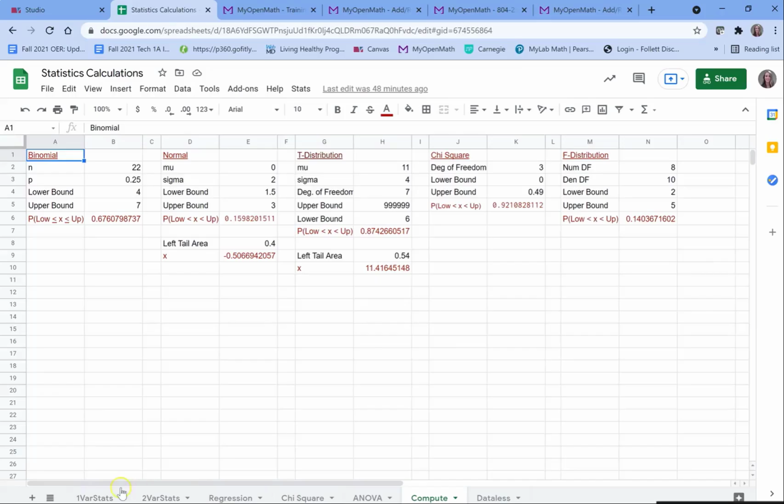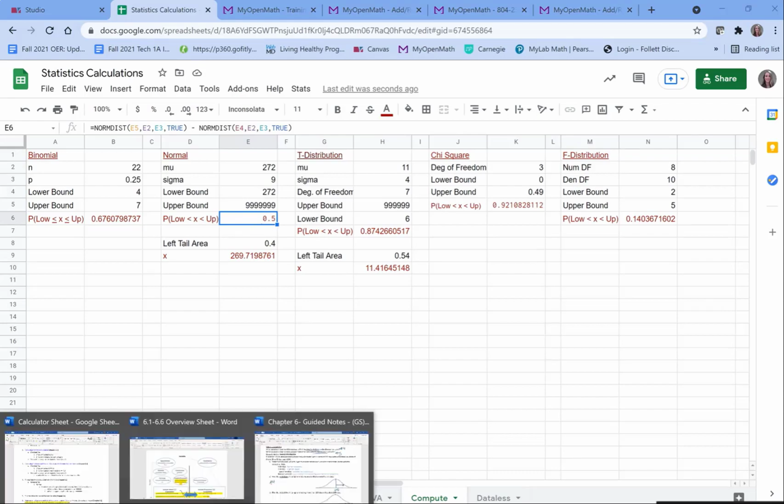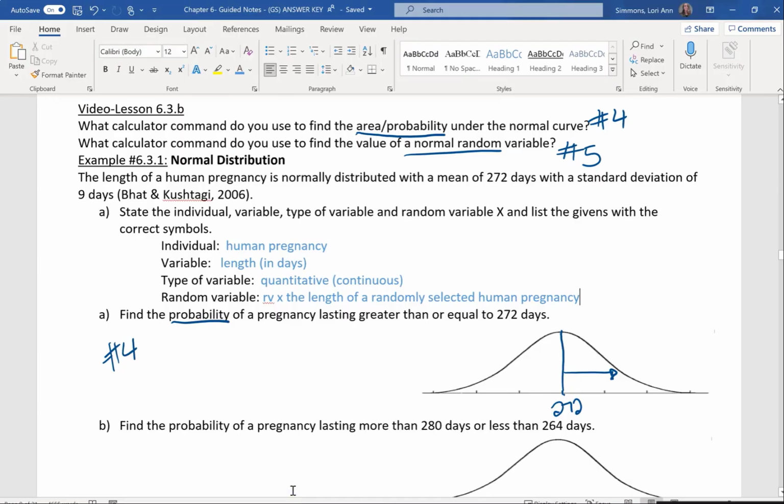Okay, let's use the calculator sheet. So we're on the Compute tab, go to Normal. The mean is 272, standard deviation of 9. The lower bound is 272 all the way up. So 0.5 is the probability. And that's exactly what we thought it would be.